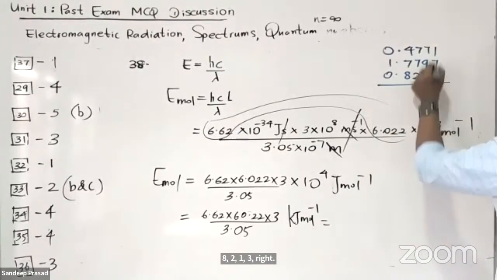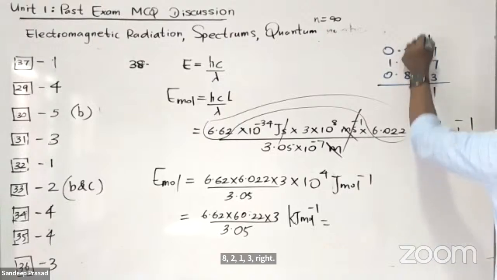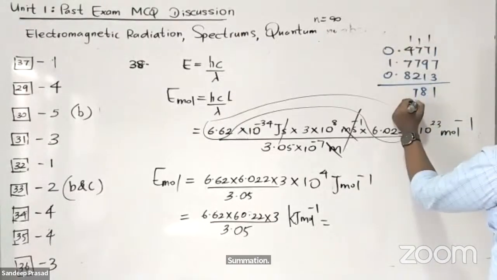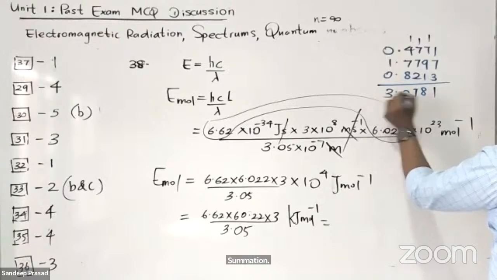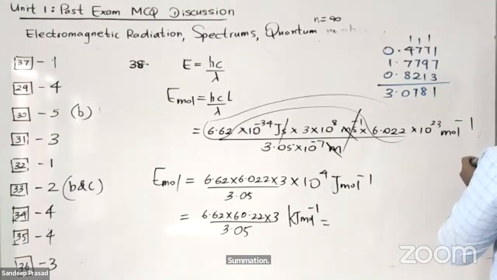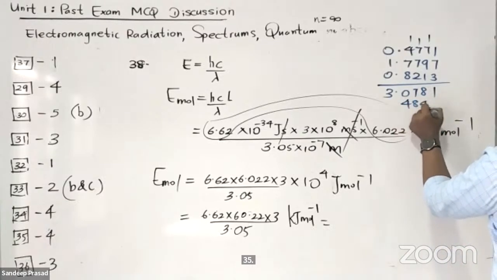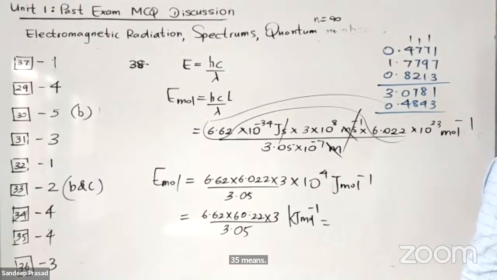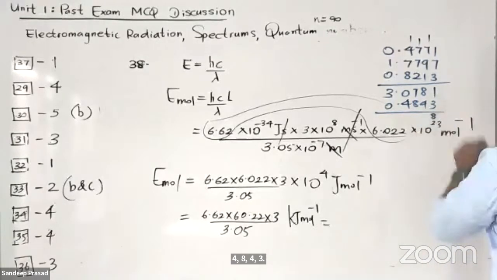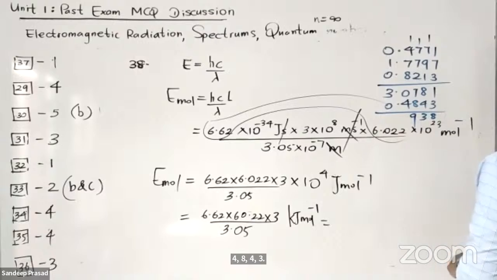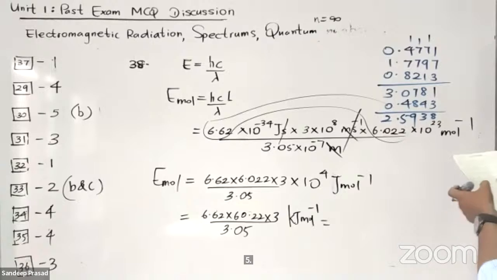Summation. Three 35. 35 means 4843. 9 here, 5, 2. 2.5938. 5938 antilog, 39.25.